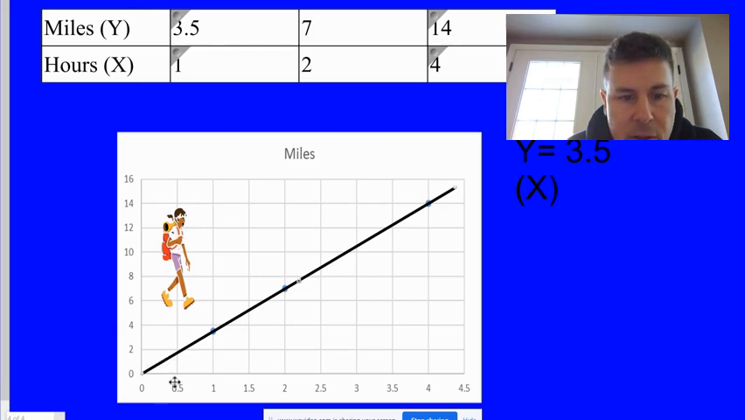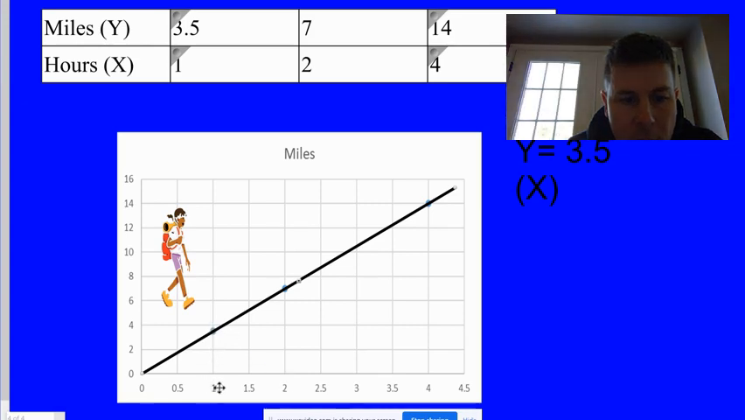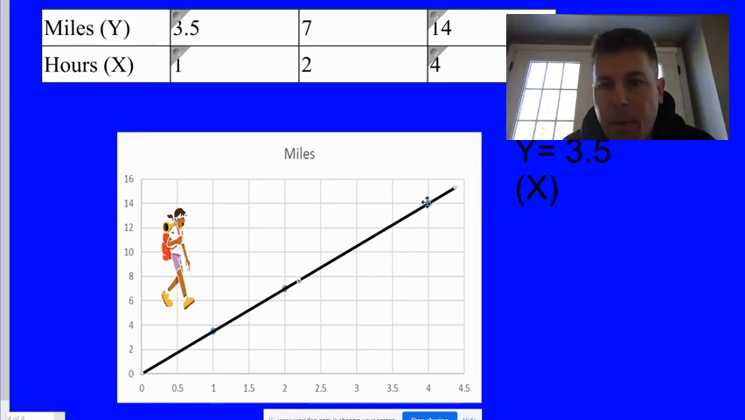As you can see on this graph here, I've plotted those hours. We have 1 hour at 3.5 miles, and the x values are our hours. The y values are our miles. So in 1 hour, she traveled 3.5 miles. That was our unit rate, identified right here at 1 hour, or 1 on the x-axis. In 2 hours, she had traveled 7 miles. In 4 hours, she had traveled 14 miles, is what we came up with.